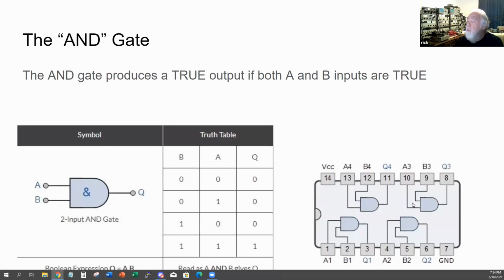In this chip, we have 4 AND gates. You can see that it takes the power source from pin 14, the negative source from 7, and 2 inputs on 1 and 2 provide an output on 3, and so on for the other 3 gates. And your truth table, as I explained on the previous slide, shows how all the different functions work.